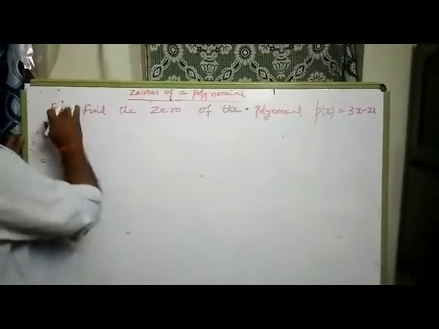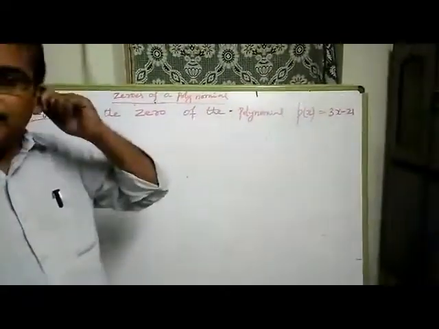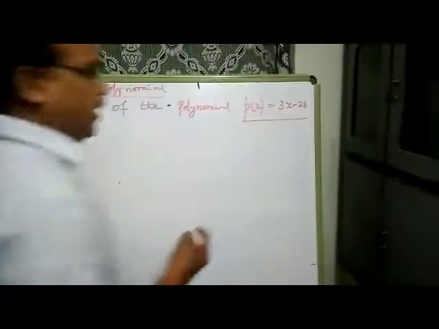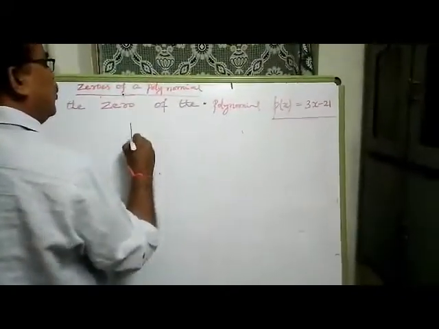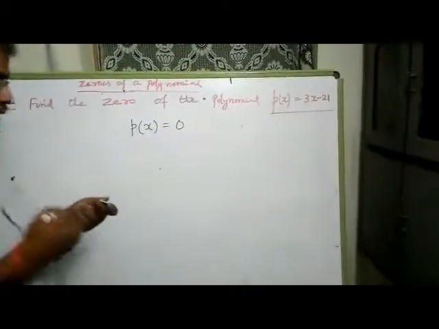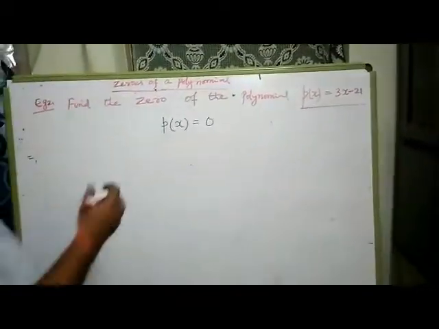This is example 2. Find the zero of the polynomial p of x is equal to 3x minus 21. How to find the zero of the polynomial? We know the formula: p of x is equal to 0. Anyhow we should get 0.